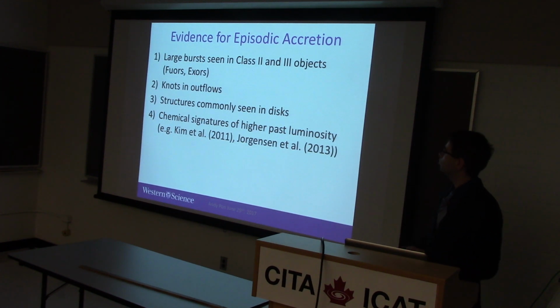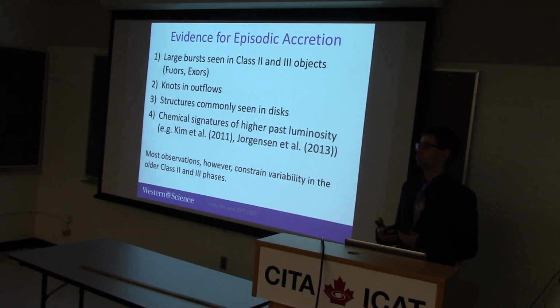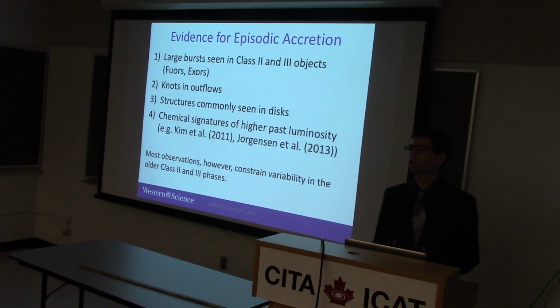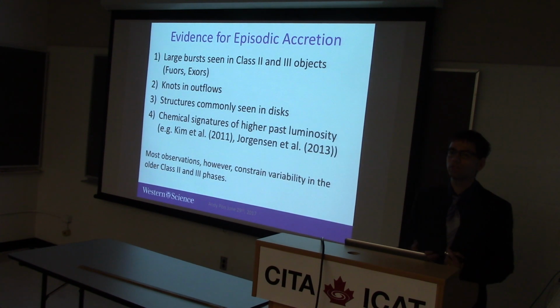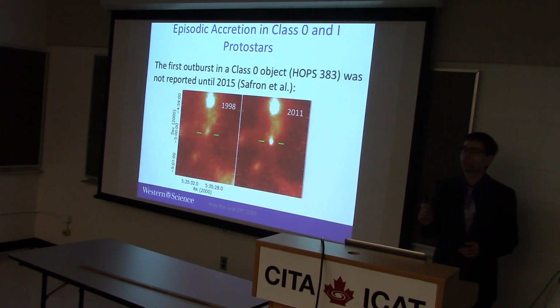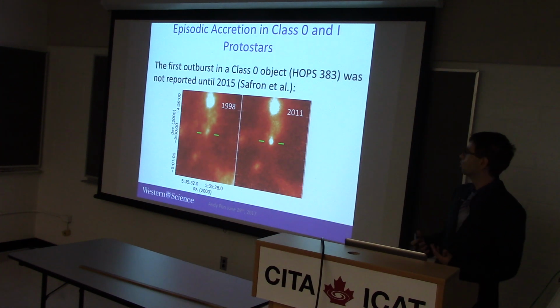But all of this is pretty much evidence for the later stage accretion, or it's indirect evidence. There's very little work that's been done on the time variability of the earliest stages of protostars. In fact, it was only really in 2015 that we saw the first evidence of a nice time variable class 0 protostar.